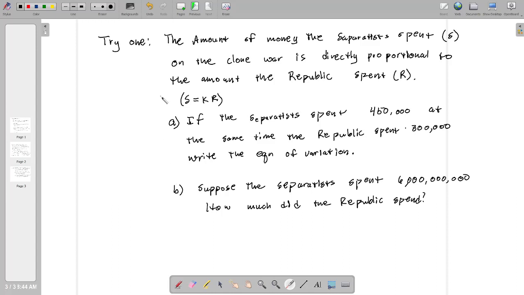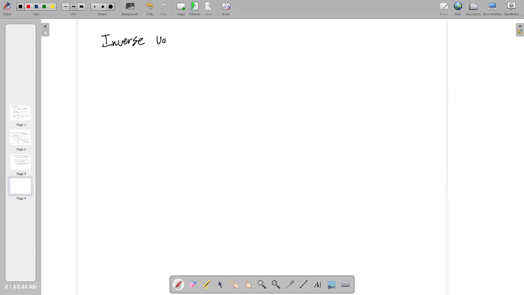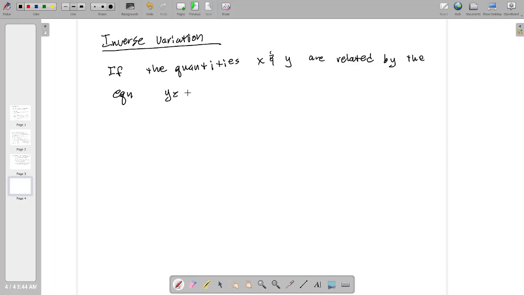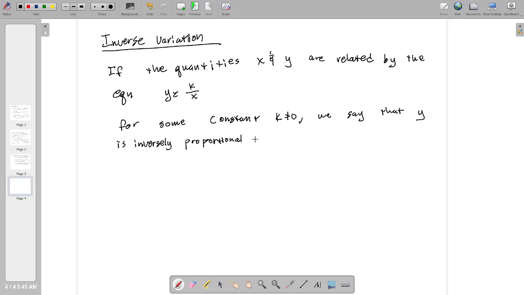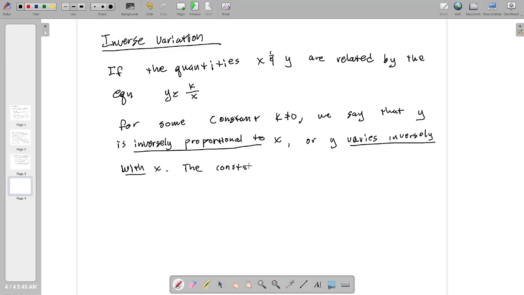The next thing that I want to talk about is going to be inverse variation. If the quantities x and y are related by the equation y equals k over x for some constant k not equal to 0, then we say that y is inversely proportional to x, or y varies inversely with x. The constant k is called the constant of proportionality. Let's do a basic example first, and then we'll jump into another one.